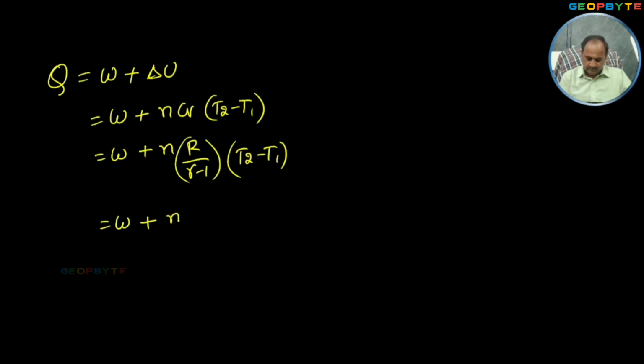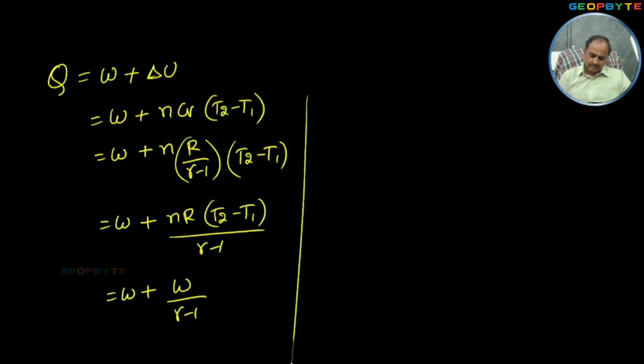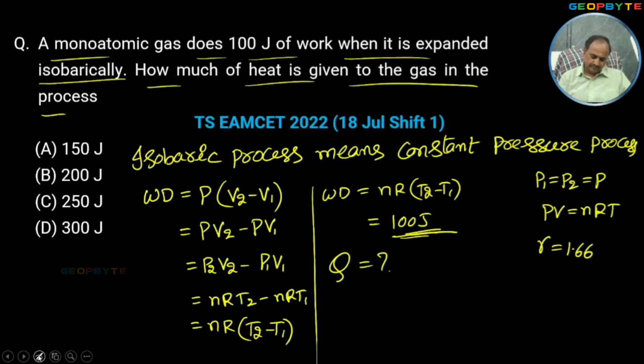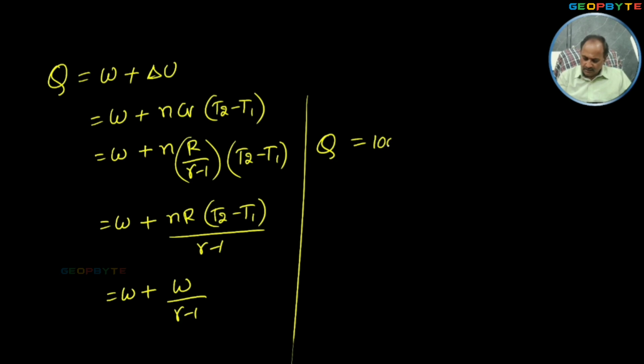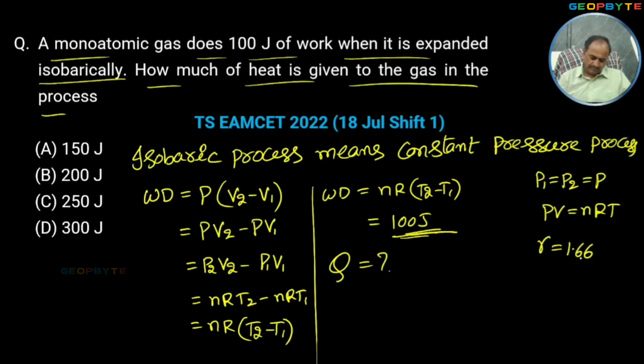Work done plus nR into T2 minus T1 by gamma minus 1. Since nR into T2 minus T1 equals the work done, the heat transfer Q equal to work done plus work done by gamma minus 1. What is the work done given? 100 joules. So it is 100 plus 100 divided by gamma minus 1, equal to 100 plus 100 divided by 1.67 minus 1. It is 1.66 or 1.67, no problem.